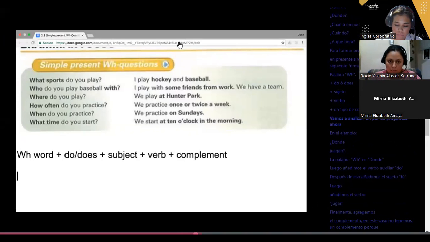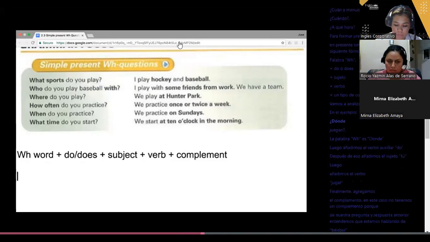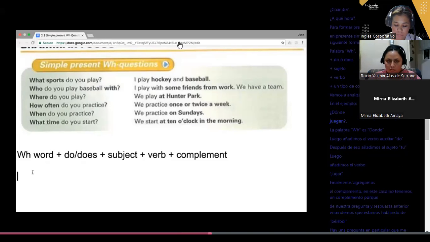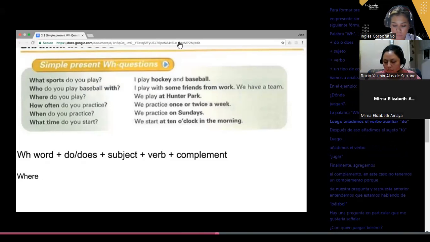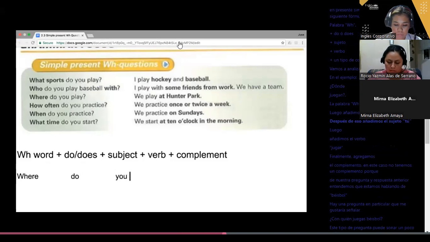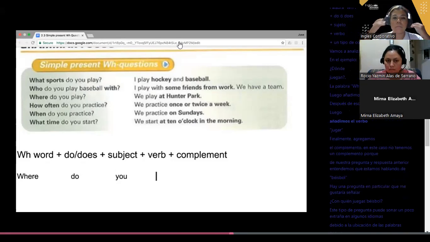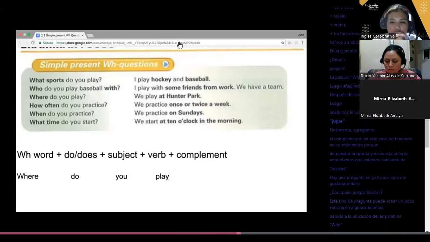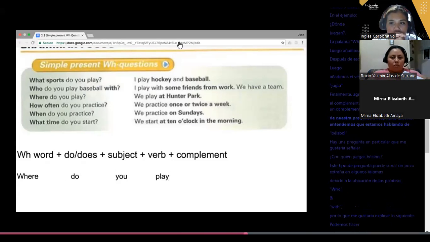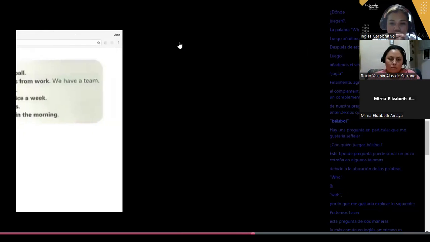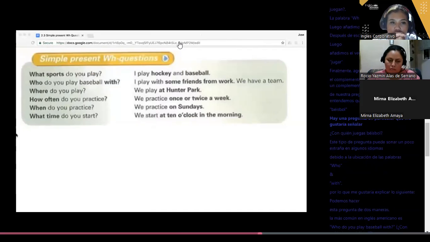Let's analyze a couple of questions now. In the example, where do you play? The WH word is where. Then we add the auxiliary verb do. After that, we add the subject, you. Next, we add the verb play. Finally, we add the complement. In this case, we don't have a complement because from our previous question and answer, we understand that we're talking about baseball.